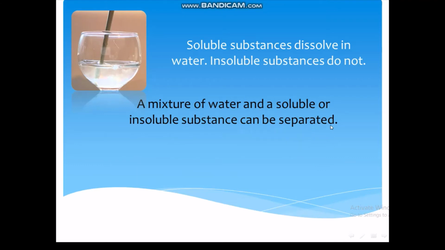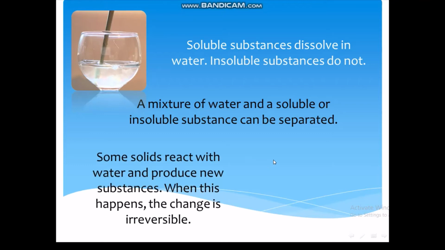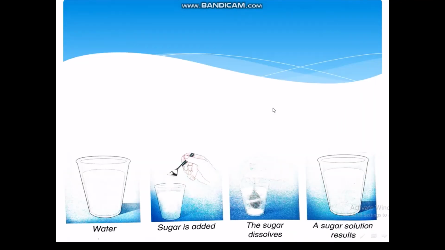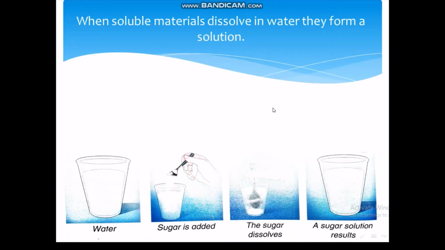Soluble substances dissolve in water and insoluble substances do not. A mixture of water and a soluble or insoluble substance can be separated. This is a soluble substance. Sugar is a soluble substance because it can easily dissolve in water, and this mixture can be easily separated. While some solids react with water and produce new substances, and when it happens, the change is irreversible. Look at this tablet over here. When it reacts with water, once it's dissolved, I cannot get it back. That's why we call it irreversible change.